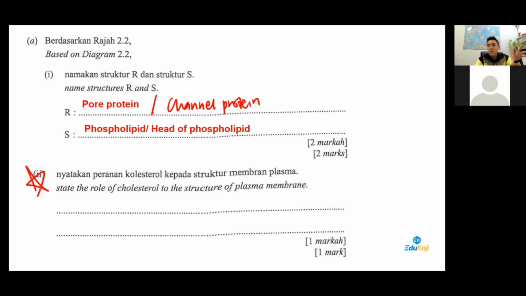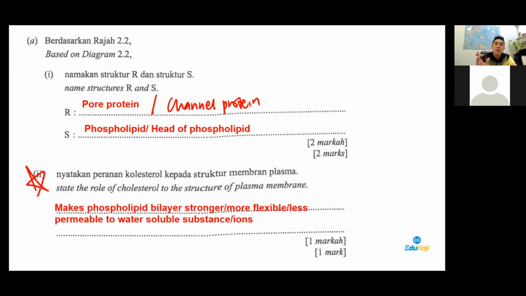So cholesterol, they have a very important role to play, that is to make the bilayer more flexible. Actually, stronger also can, but I always prefer the word more flexible. Another way of putting it is to stabilize. Many books use this as well. Cholesterol will stabilize the plasma membrane. Okay, guys, draw 1 star. Quite a popular question, guys. Definitely quite a popular question.